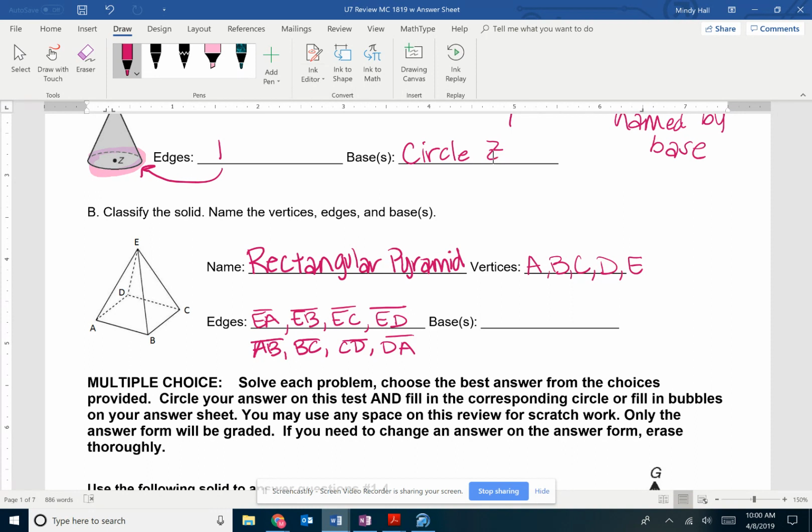So then our base, we just say the shape. So this is a rectangle and the letters that represent it. So A, B, C, D.